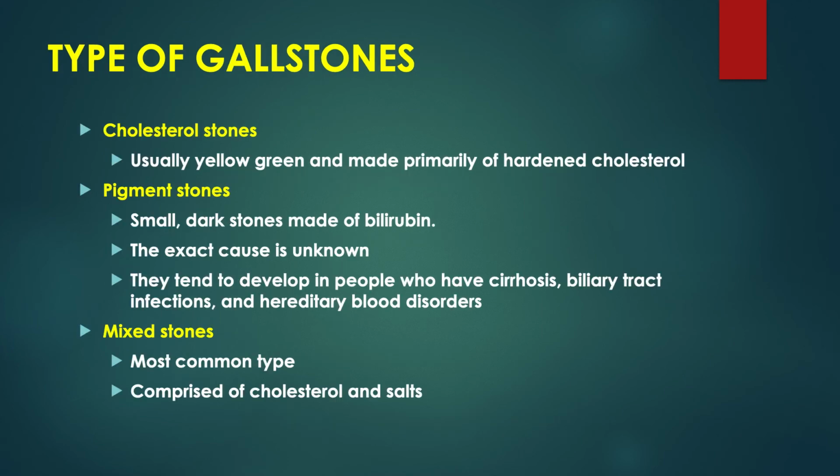Gallstones are classified by their cholesterol content as either cholesterol stones or pigment stones. Cholesterol stones are usually yellow-green and made primarily of hardened cholesterol, while pigment stones are small, dark stones made of bilirubin. The exact cause is unknown. They tend to develop in people who have cirrhosis, biliary tract infections, and hereditary blood disorders. Another type are the mixed stones, which is the most common type. These comprise cholesterol and salts.